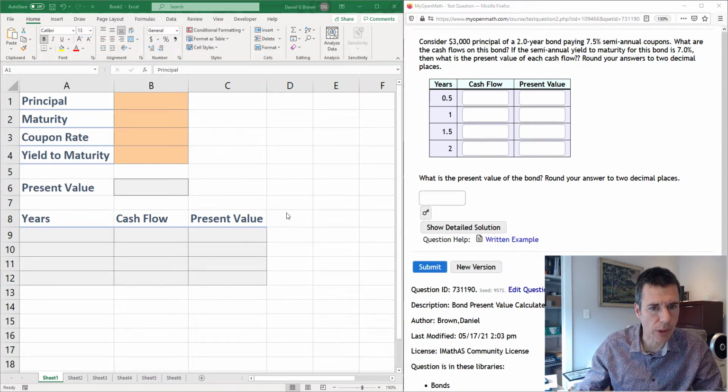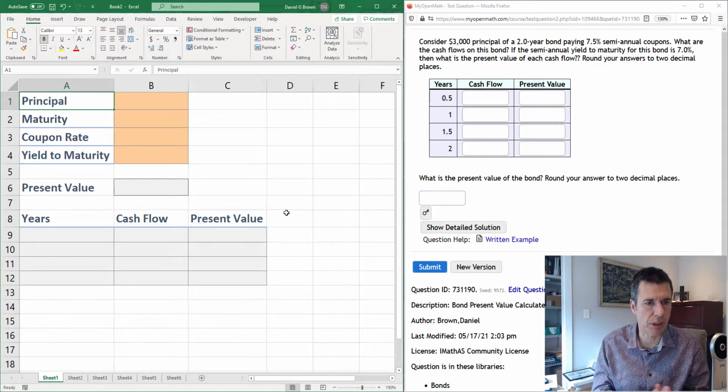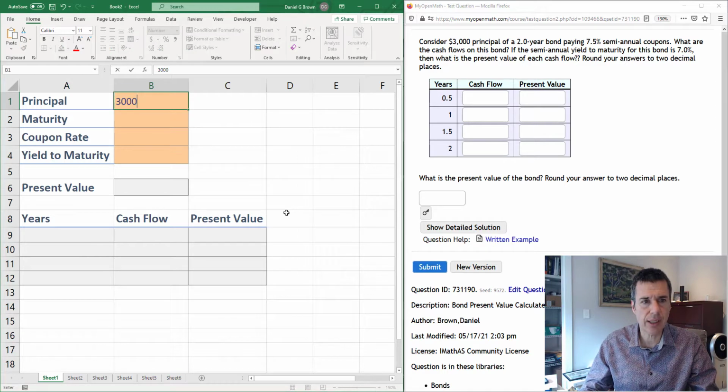So I'm going to use Excel. I've set up a spreadsheet already to do some of the work, or at least the formatting. So this is a $3,000 bond with a maturity of 2 years. It's got a coupon rate of 7.5% and a yield to maturity of 7%.